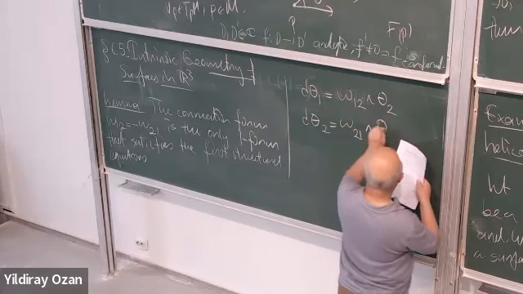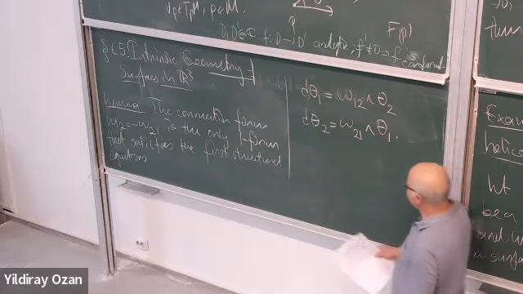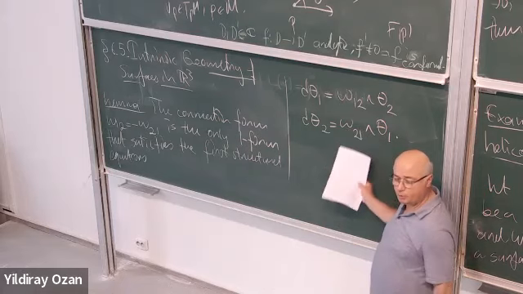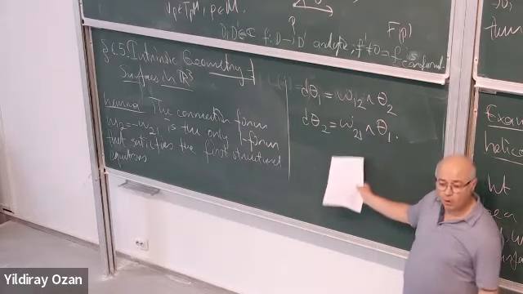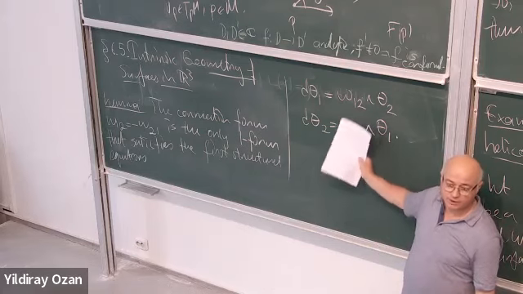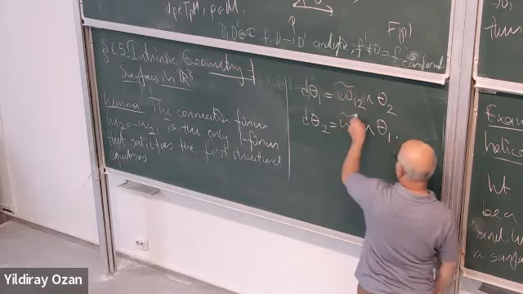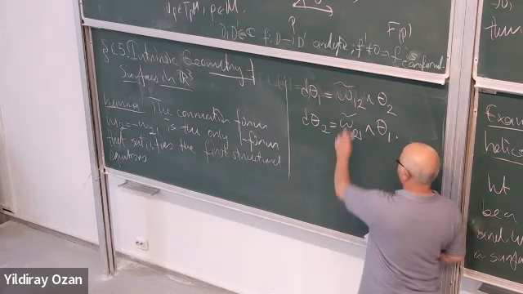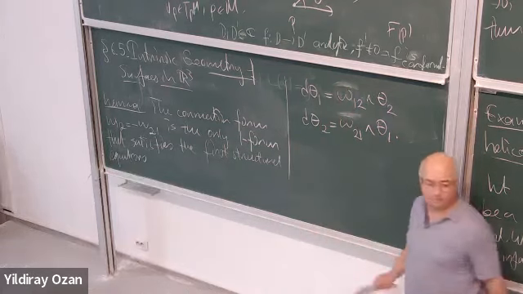W21. So the statement is not that W satisfies this equation. We already proved that. We are claiming that W is the only form that satisfies these two equations. So if you have, let's say, two other forms that satisfy the same equations, then they must be the same as these two. Okay, that's the claim.